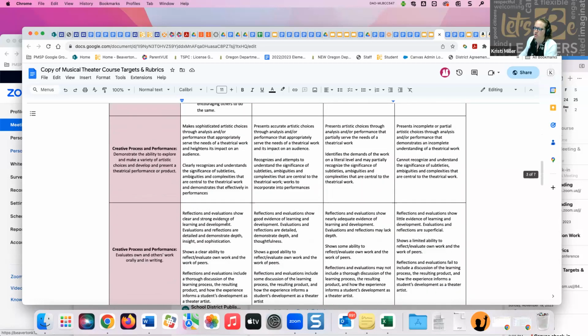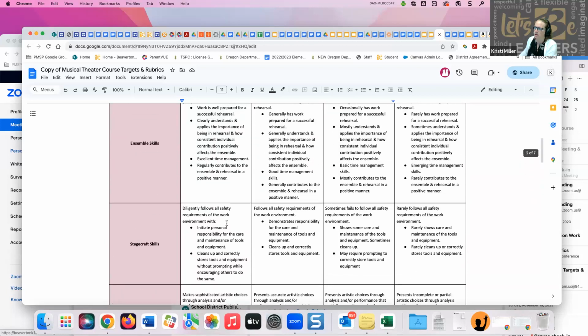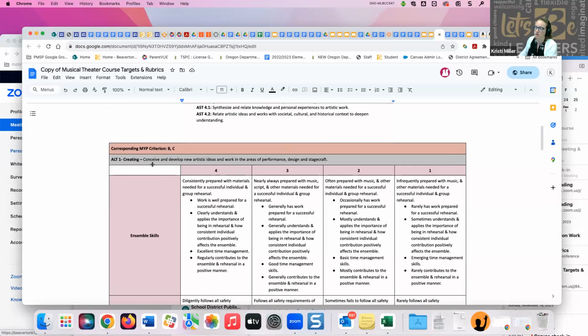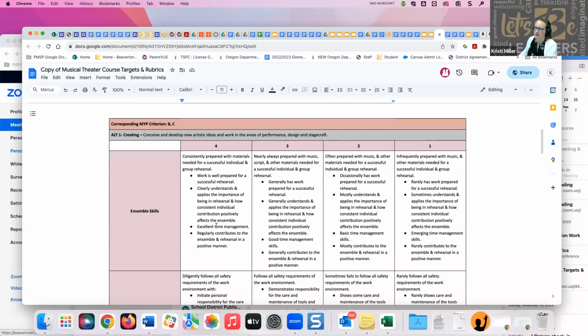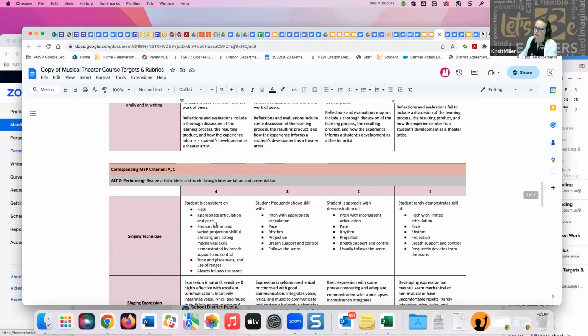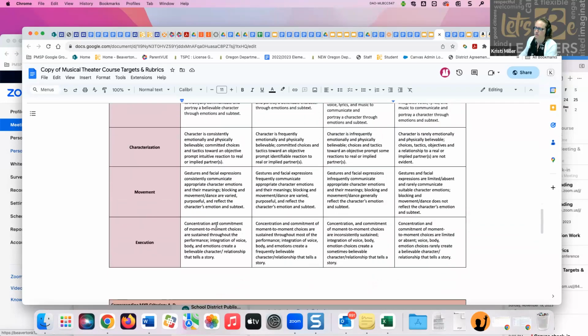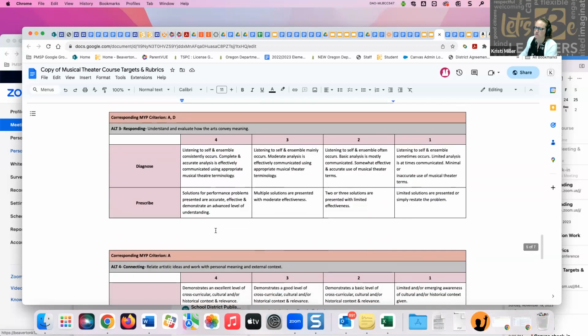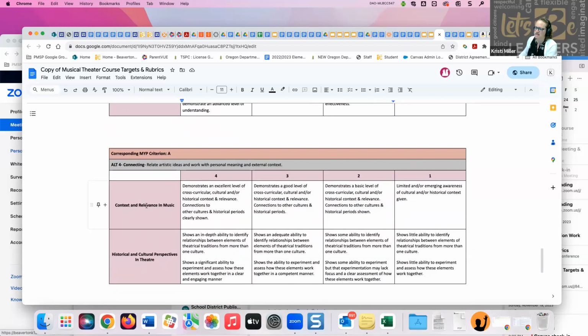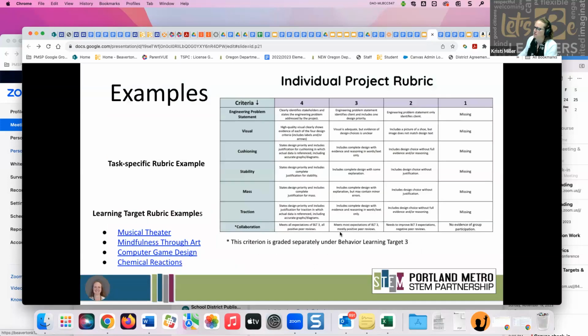So anyway, you'll notice she's got a lot of things here for this target, 4 things, but each thing has multiple little bullets in it, new artistic ideas, etc. So more descriptions and really teasing out the component pieces of the learning target. Once you get those component pieces pulled out, then you can start to write your descriptions. All right, so there were some examples.